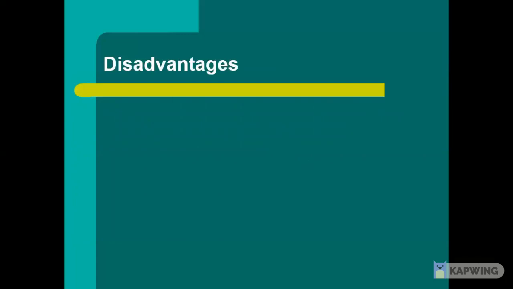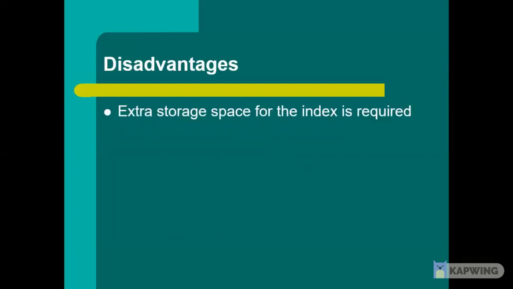Then what are the disadvantages of random access? Extra storage space for the index is required. So we are specifying two things: a specific space will be required for the index, and the records will consist of another space. So extra storage space for the index is required. Okay, so this is nothing but the different types of file organization.